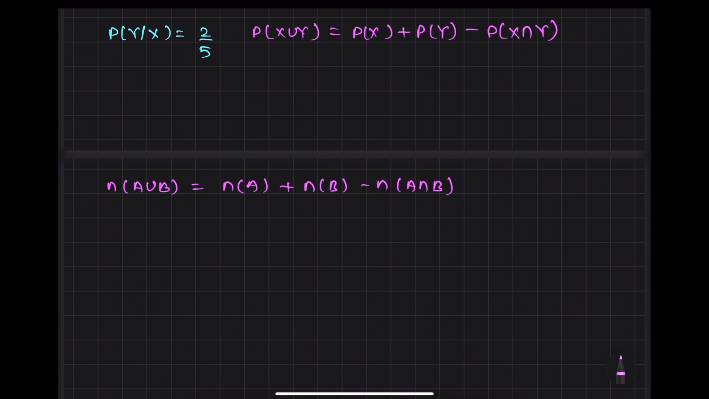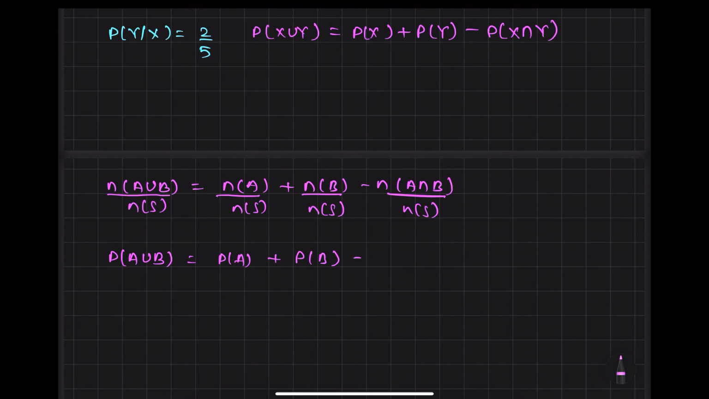Okay, so can I divide both sides by, you know that all together it will become the sample space, so can I divide everything by the sample space? Okay, so this means n of S, n of S. So this will become: probability of A union B is equal to probability of A plus probability of B minus probability of A intersection B. So this way we have derived the formula.